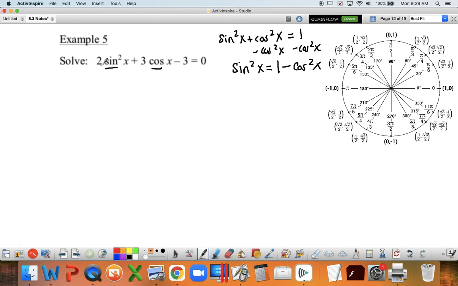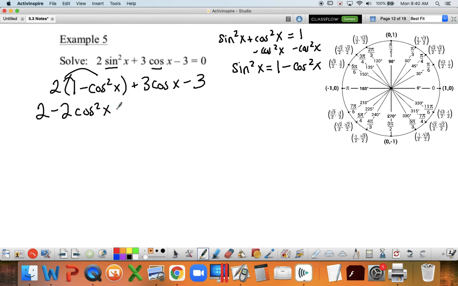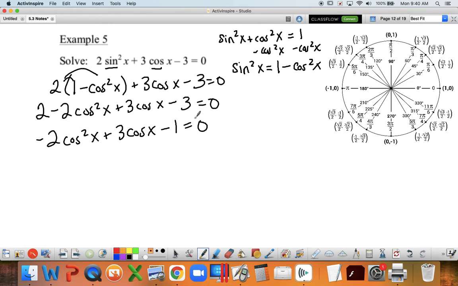So I'm going to go back over here to my equation, and wherever I see a sine squared x, I'm going to replace it with 1 minus cosine squared x. Okay, I'm going to distribute this through. So I get 2 minus 2 cosine squared x. It's equal to 0. Now I want to combine my like terms, so I'm going to do 2 minus 3, so I get negative 2 cosine squared x plus 3 cosine x minus 1 equals 0.